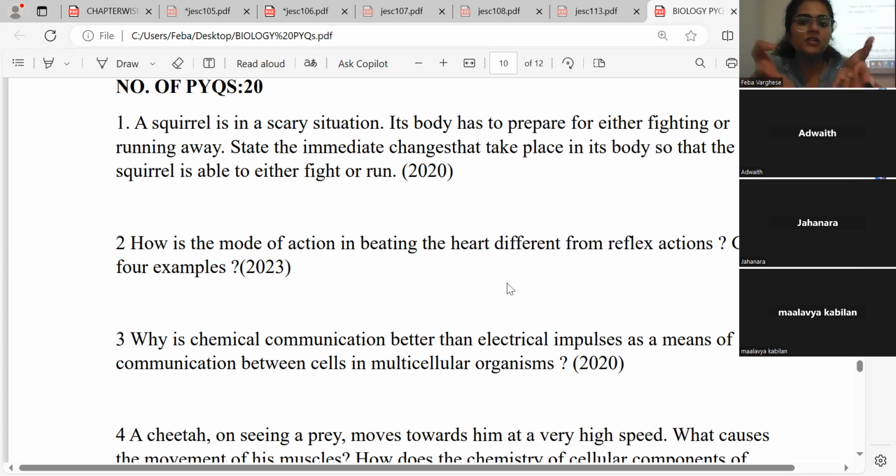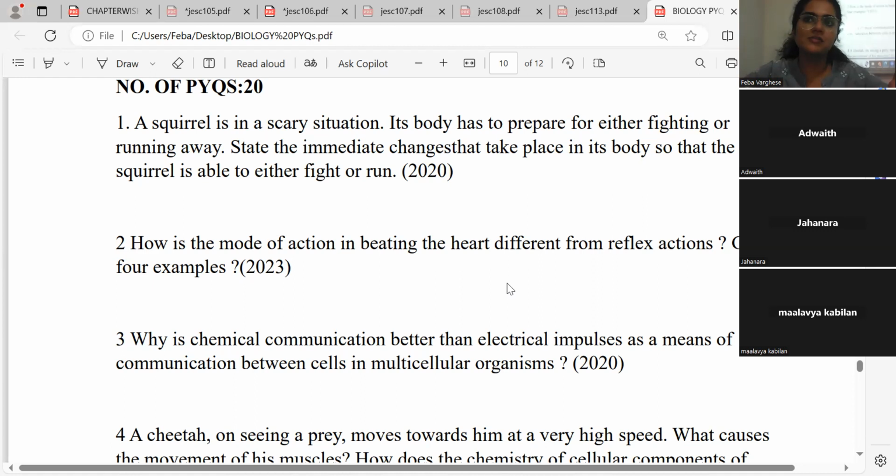But what about reflex action? It's controlled by the spinal cord. The beating of the heart happens all the time, irrespective of the situation. Reflex action only happens in order to protect your body from a particular situation, a dangerous kind of situation, you can say. Then you can give examples. Give 4 examples, and then you can explain.